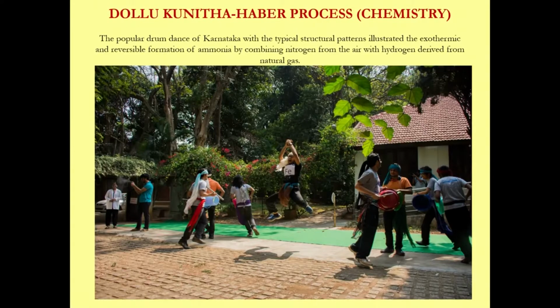by the students. The popular drum dance of Karnataka with a typical structural pattern illustrated the exothermic and reversible formation of ammonia by combining nitrogen from air with hydrogen derived from natural gas. So, this is the Haber's process, and Haber's process was shown by Dolu Kunita style of Karnataka.